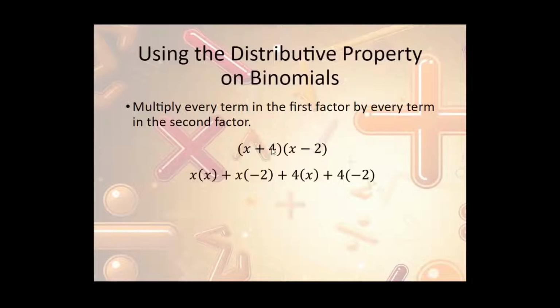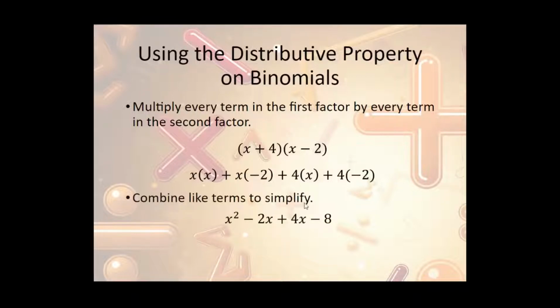Now we do the 4. So 4 times x and then 4 times negative 2. And now we go ahead and combine these. So x times x is x squared. Negative 2 times x is negative 2x. 4 times x is 4x. And 4 times negative 2 is negative 8.